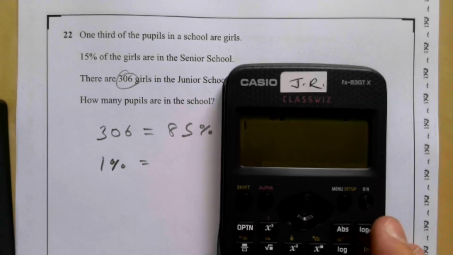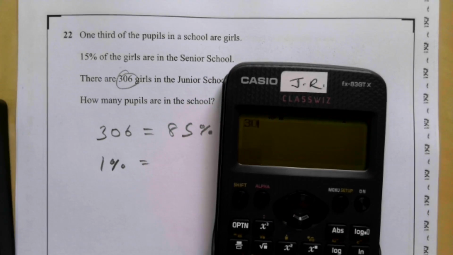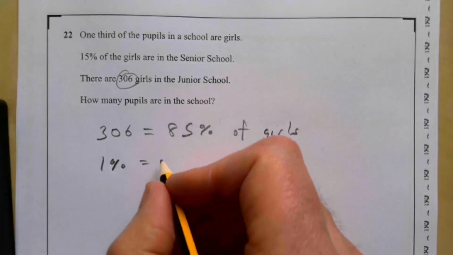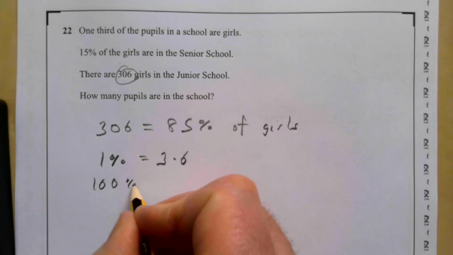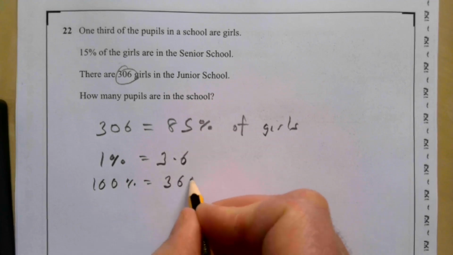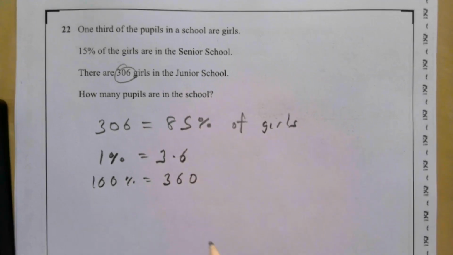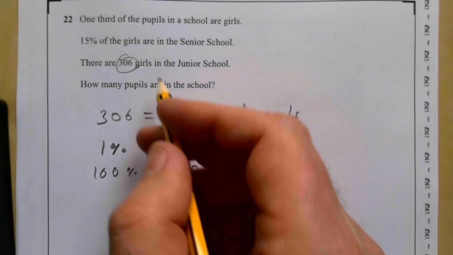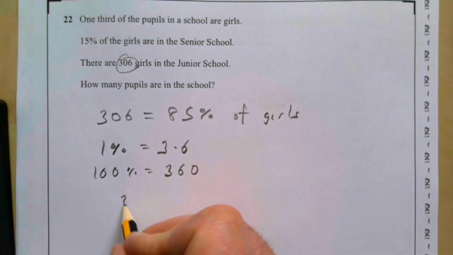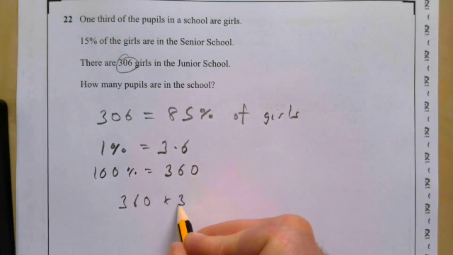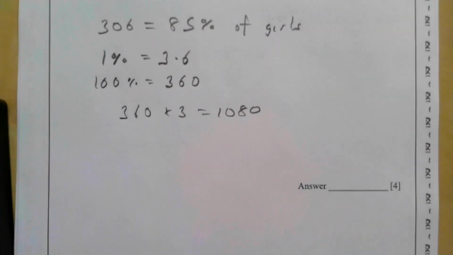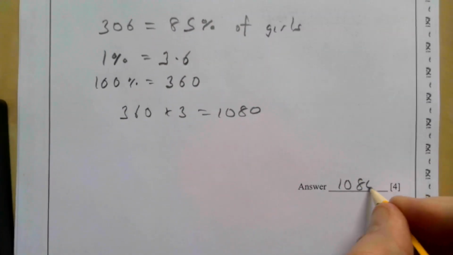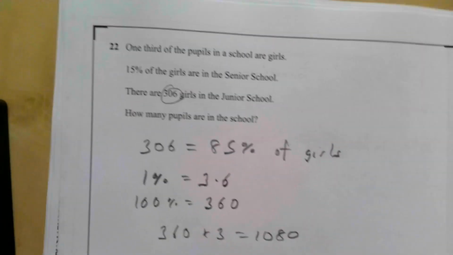So we're going to divide by 85. 306 divided by 85 gives me 3.6 is the girls, and then 100% is 360. So 360 girls, and 1/3 of the pupils are girls. So 360 times 3 is 1,080. So we have 1,080 pupils in the school.